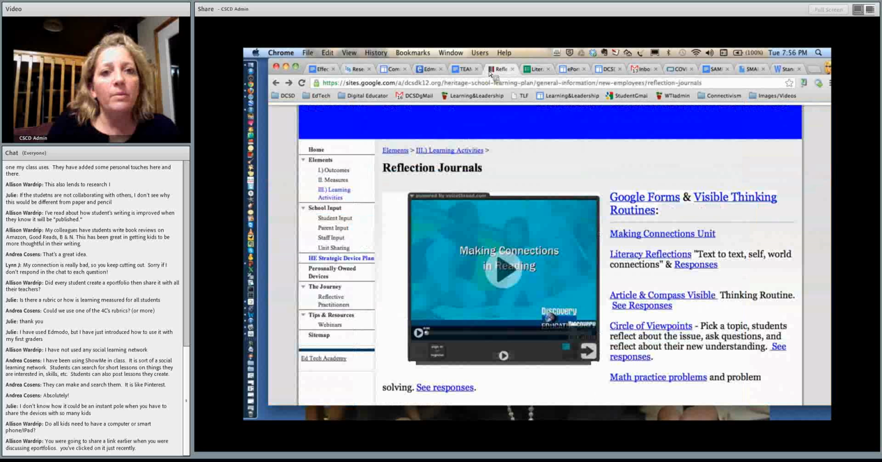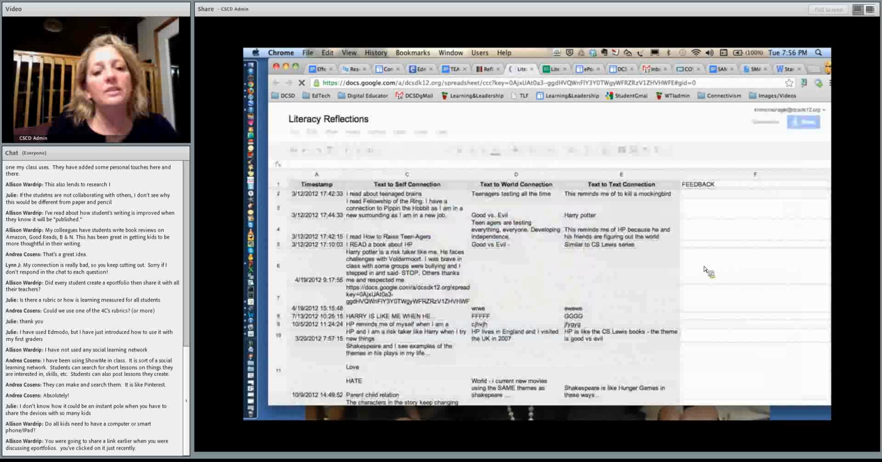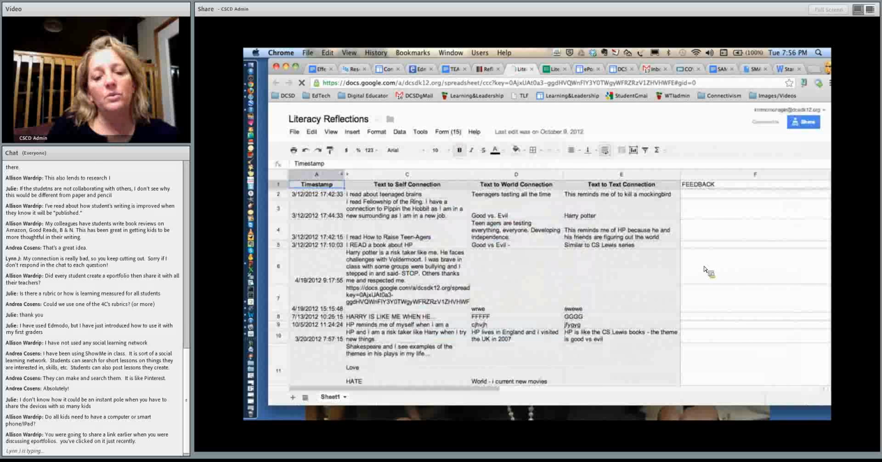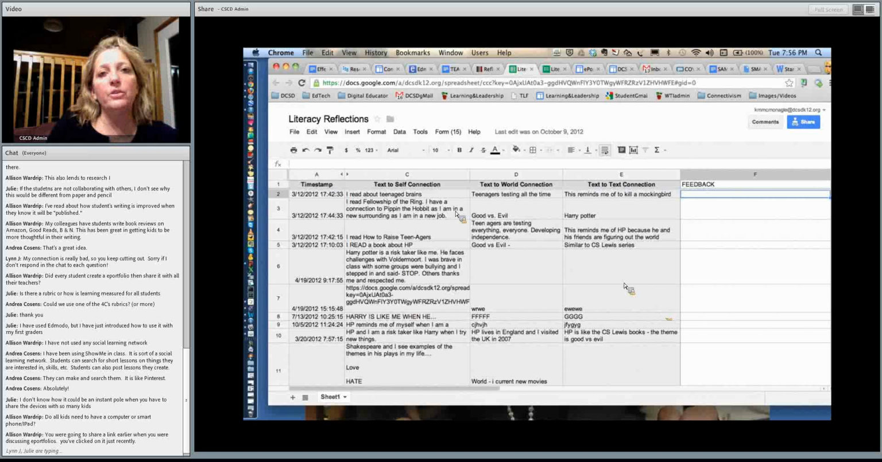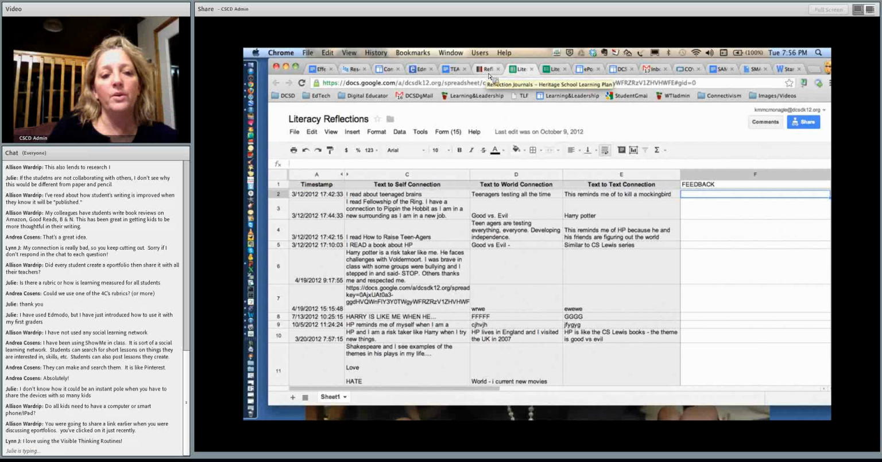And when we come back in to see the responses, we can share the responses with the students, and we actually can have students go inside the form and give feedback to each other. So I wanted you to see that we can use visible thinking routines, and we can put them in with our Google Forms, and we can start to see the depth of understanding of our students.